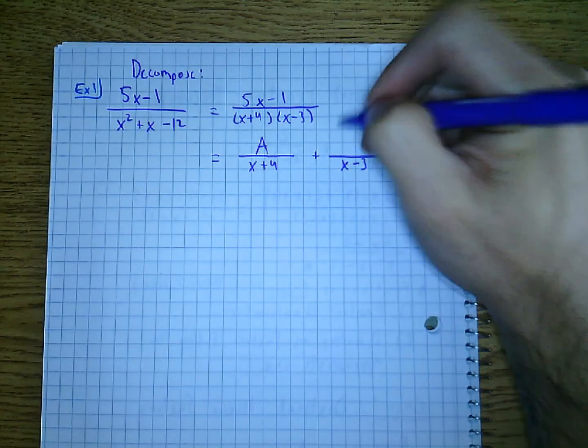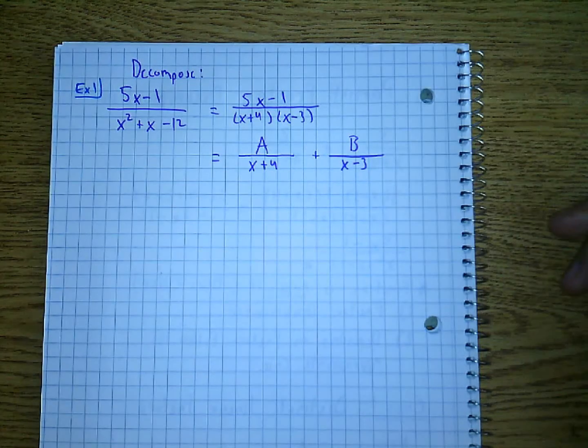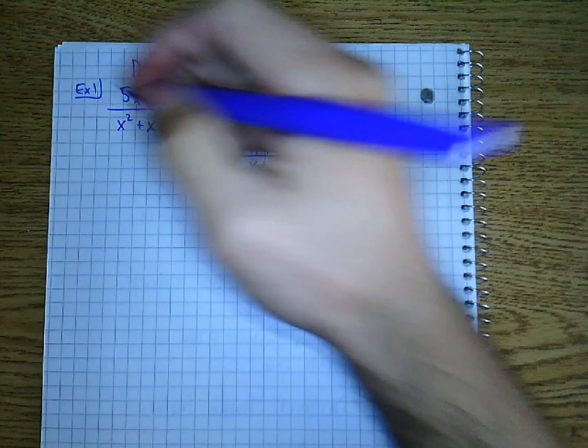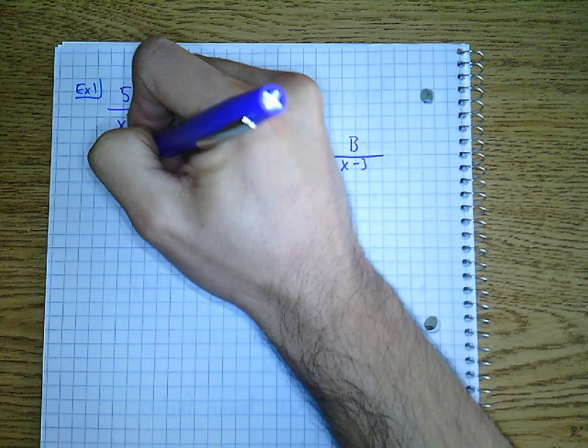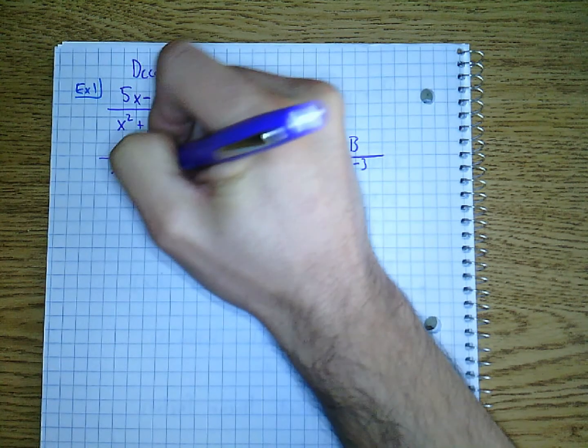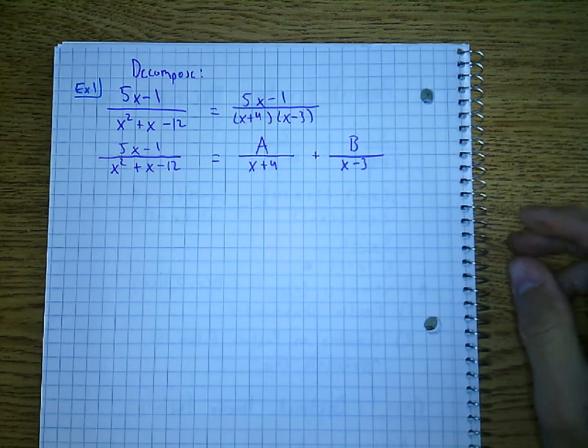I just don't recommend that you use x and y. You with me? You can use any other letter that you want. So here's what I know. I know that (5x minus 1) over (x squared plus x minus 12) is equal to that. Do you guys agree? That's what I'm trying to figure out. Cool?